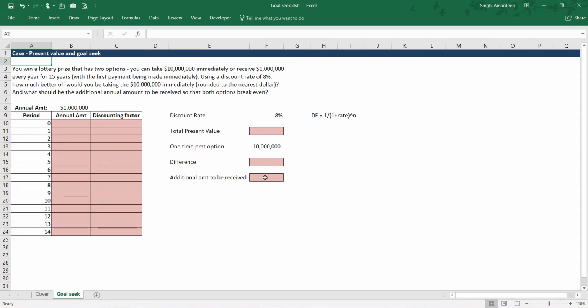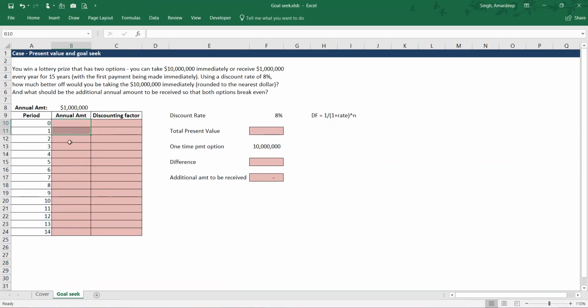Alright, let's take an example, or let's assume that it's going to be $100,000. So effectively we would need to add that $100,000 to the initial amount of $1 million. So each year the person will receive $1.1 million for the next 15 years, so that both the options break even. Alright, so to start with, let us assume that the additional amount to be received is nil, so that we are able to do the comparison and find out whether option number 1 is beneficial or option number 2 is beneficial.